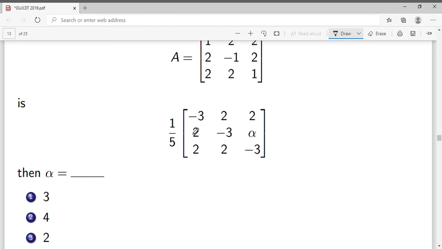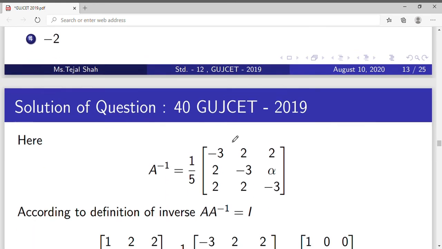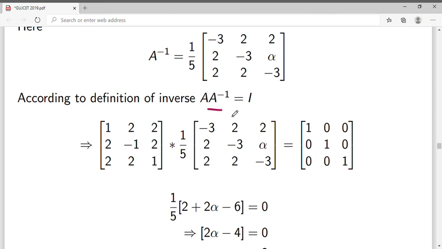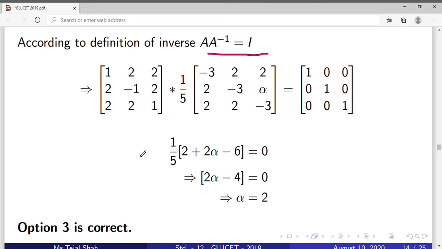Whenever the question is about inverse, we use the definition of inverse. We know the relation A into A inverse equal to I. So now use this definition to find the value of alpha. Here keep A matrix into A inverse, which is 1 upon 5 into this matrix, equal to I, where I is the 3 by 3 identity matrix. Here don't blindly multiply all the elements. If we multiply first row and first column, then all elements are constants, and alpha is not there. So using this multiplication we cannot find the value of alpha.